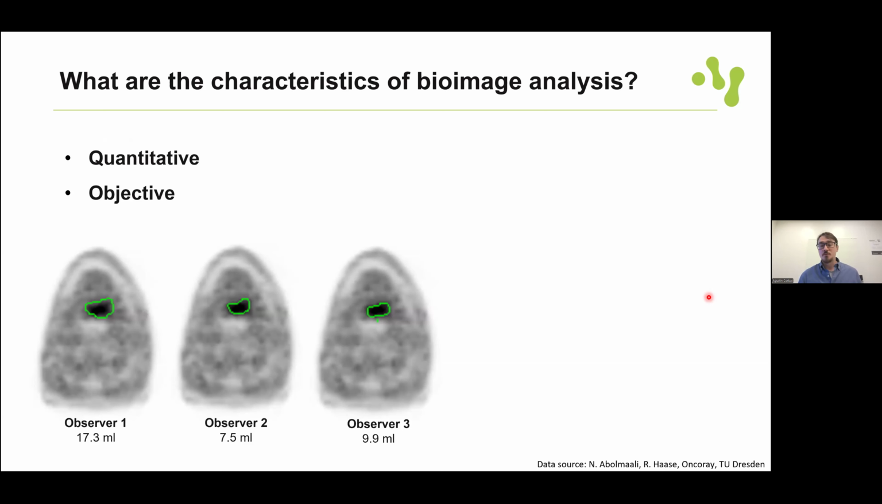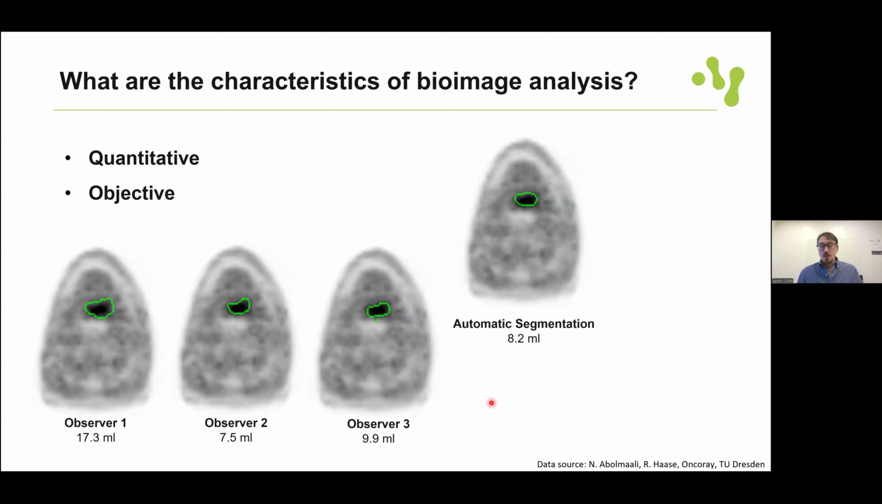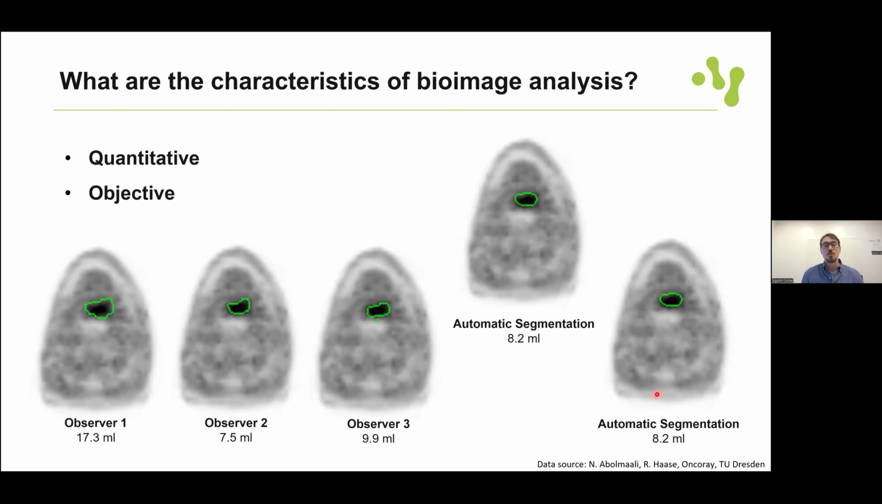We could ask 3 different observers to segment this tumor outlining in these images, and each of them has a different appreciation of what the border is. Some are a bit broader, others focus only on the dark parts, and they always get a different volume for this segmentation. So if we apply the same bioimage analysis pipeline or protocol, the results should be objective. It doesn't matter who is running it. We always get the same number.